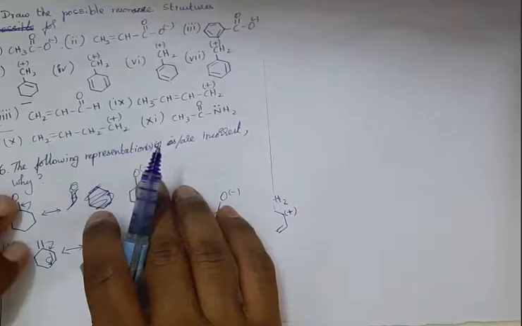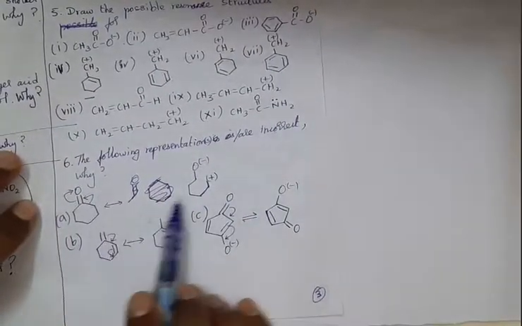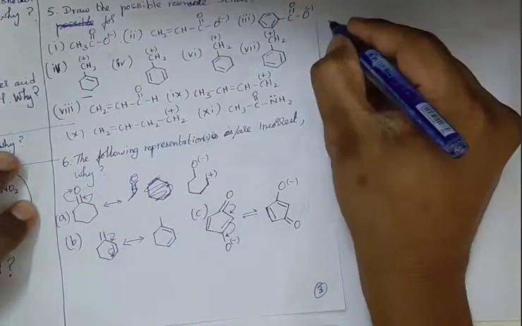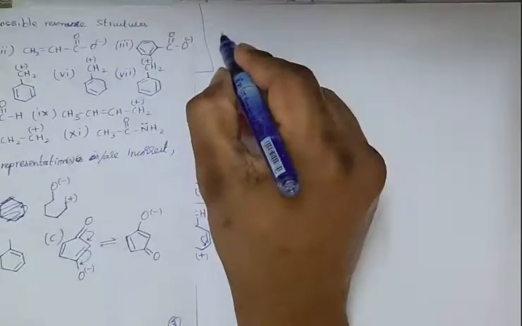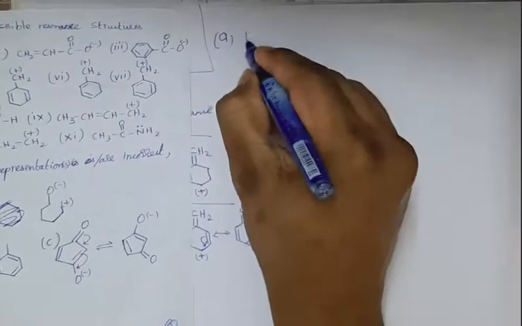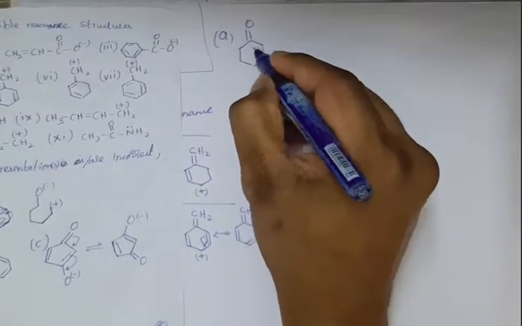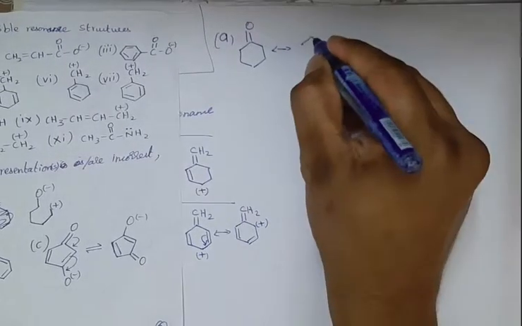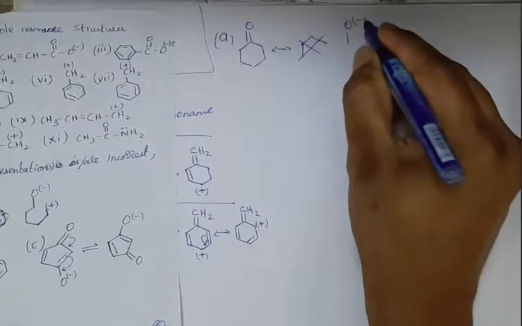In the question, the following representations are incorrect. Why? They say these are incorrect. Looking at these two structures, they say it is incorrect, so they are asking what the reason is. So that's the question. Why are these incorrect? So first, let's draw the structure. So the structure, sorry, it should be like this.